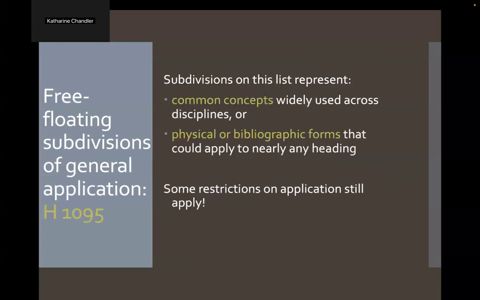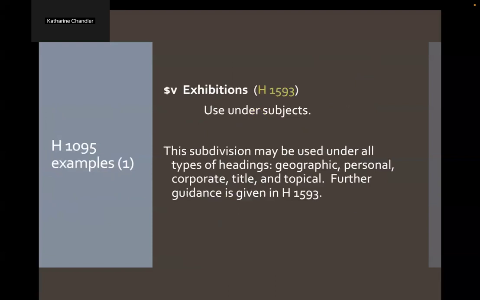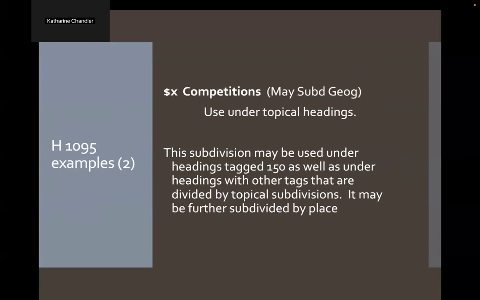Subdivisions on this list represent common concepts or physical or bibliographic forms. Exhibitions: this subdivision may be used under all types of headings: geographic, personal, corporate, title, and topical. Further guidance is given in H 1593. Competitions: this subdivision may be used under headings tagged 150 as well as under headings with other tags that are subdivided by topic subdivisions. It may be further subdivided by place.